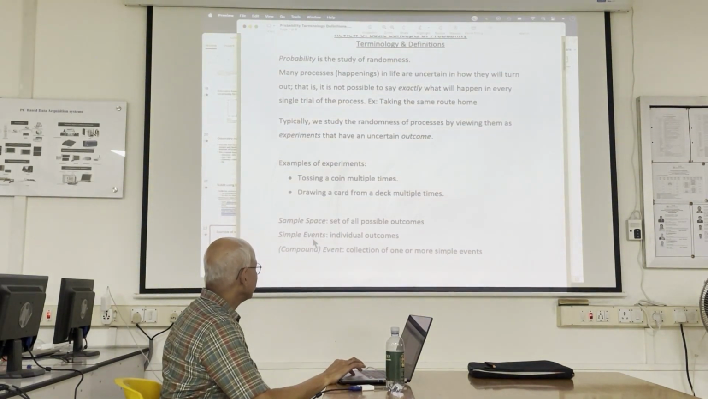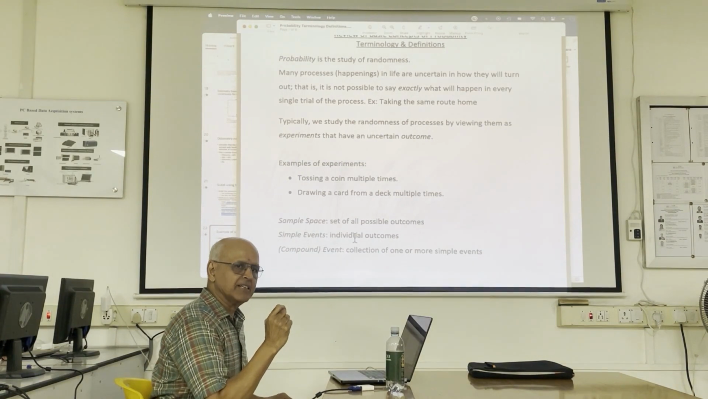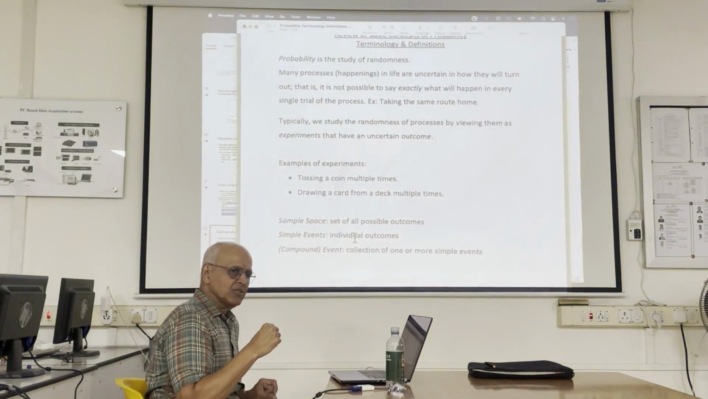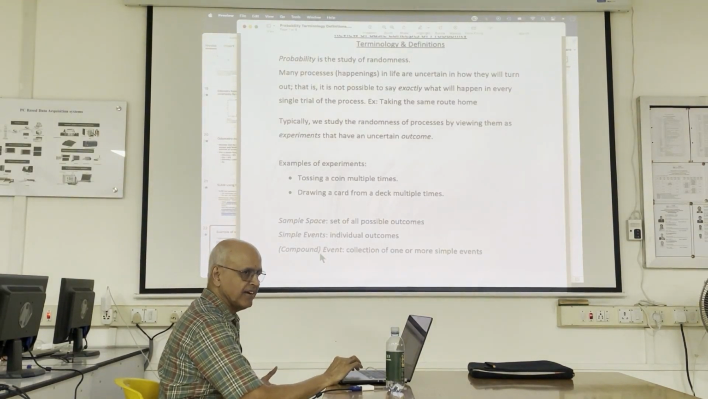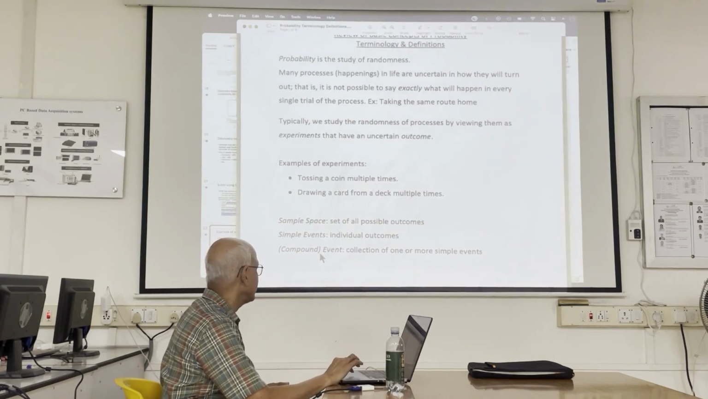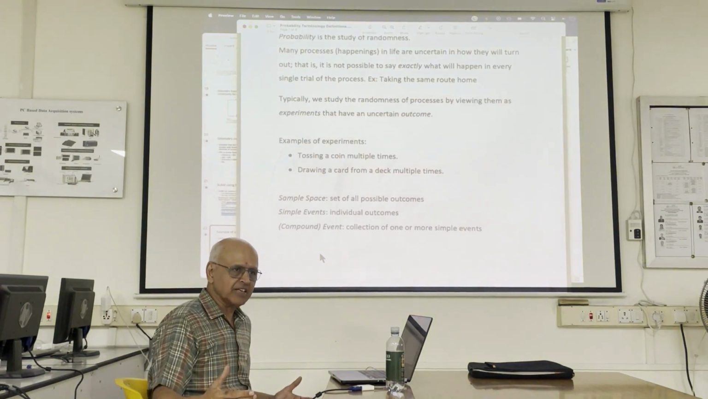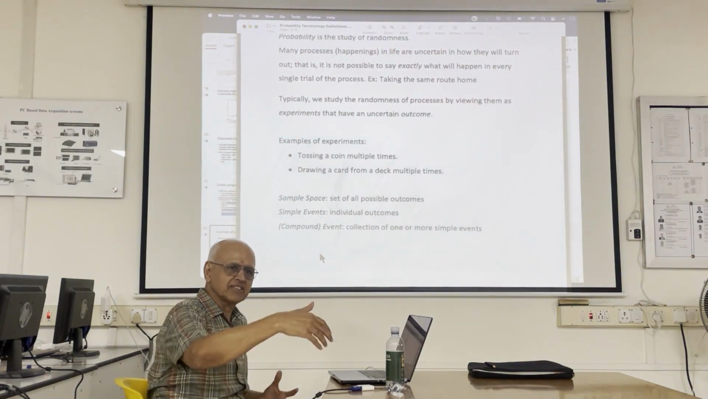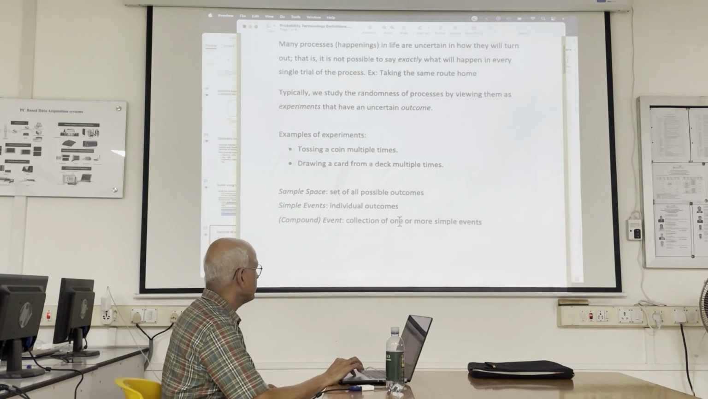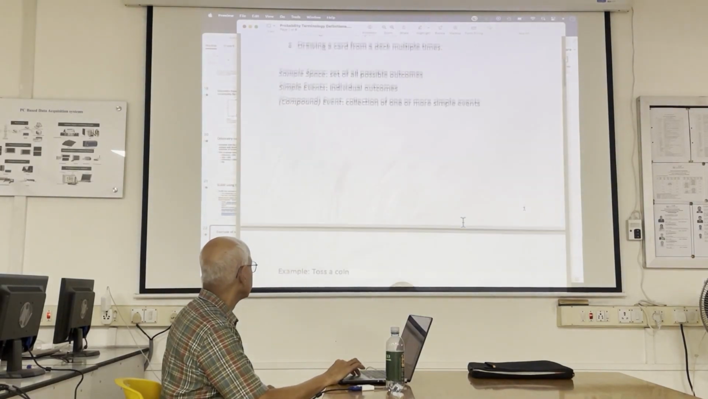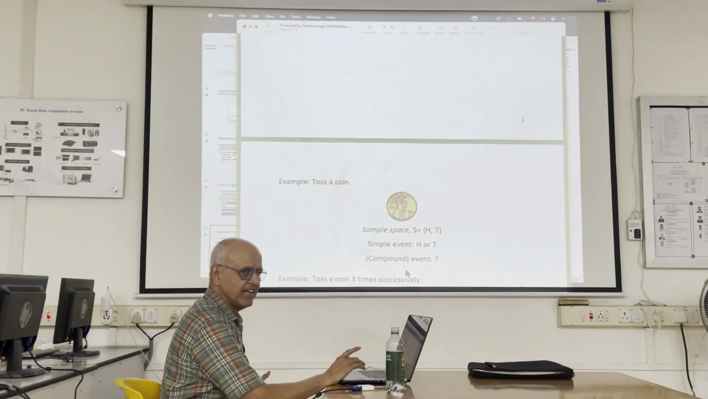The simple event is an individual outcome like heads or tails, or the jack of spades when you pull a card from a deck. That's known as a simple event. But compound events are where you should be interested, because typically you have compound events. For instance, a robot's X and Y location. That's a compound event because there's an X and a Y and there's a combination. A compound event is made up of a collection of one or more simple events.